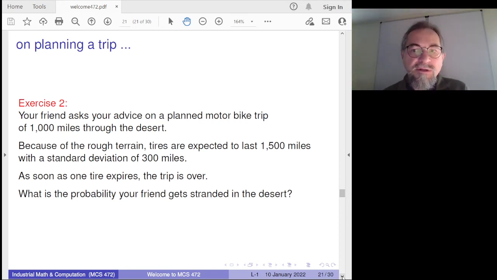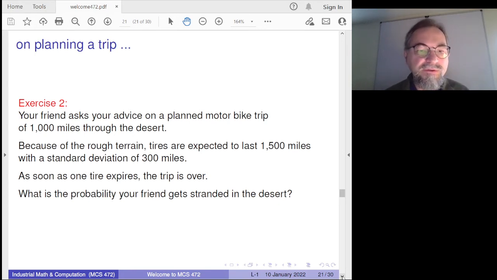So your friend knows enough to guess that 1,500 minus 300, well, it's going to work with 1,000 miles. Why not? They're fresh new tires. But of course there is the risk. So you're in the desert, and as soon as the tire is worn out, you can't really go on. So your trip is over and you're stranded.